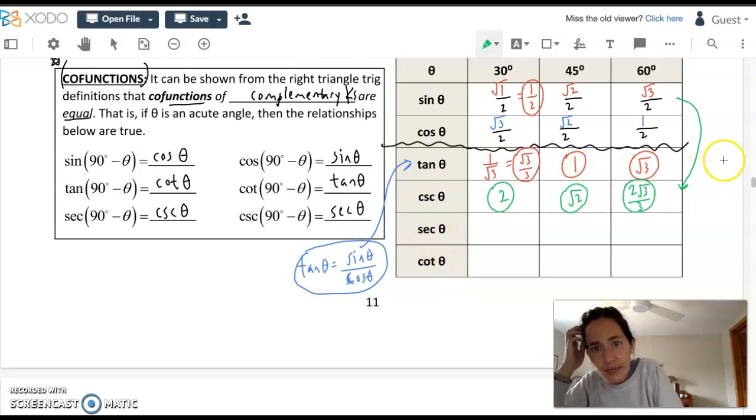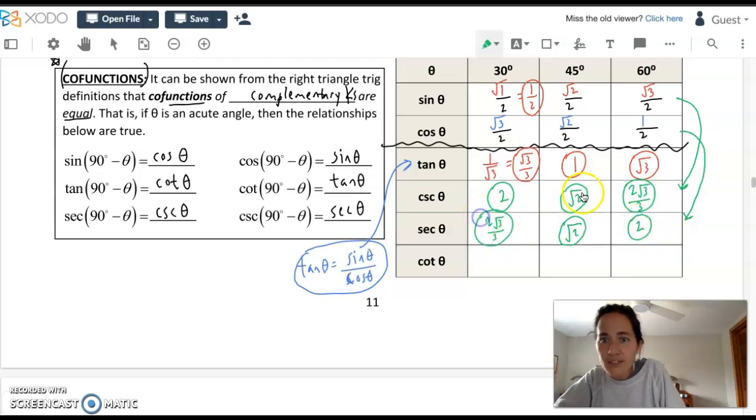What about the secant? Okay, so let's take all the cosines and flip them, right? So we'll have 2 square root of 3 over 3 for the secant of 30 degrees. Secant of 45 degrees is the same as its cosecant, square root of 2. And then secant of 60 degrees just gives you the number 2 there.